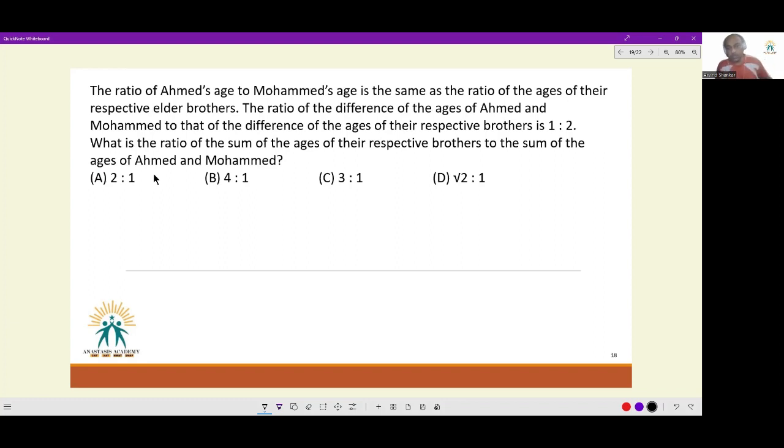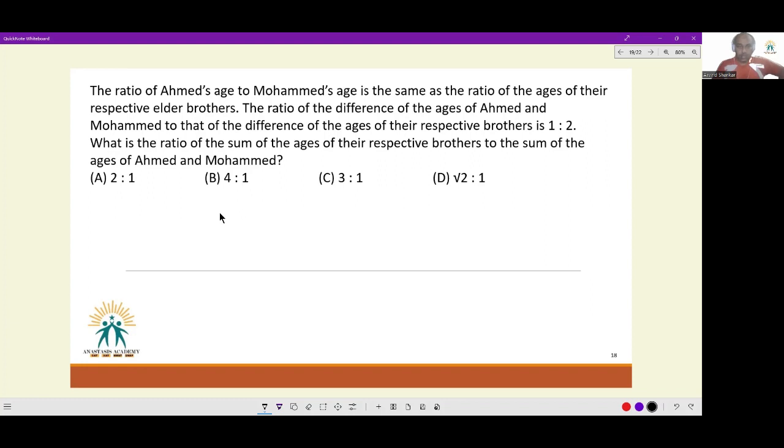Next, the ratio of Ahmed's age to Muhammad's age is the same as the ratio of the ages of the respective elder brothers. The ratio of the difference of the ages of Ahmed and Muhammad to that of the difference of the ages of the respective brothers is 1:2. What is the ratio of the sum of ages of the respective brothers to the sum of ages of Ahmed and Muhammad? This is precisely the sort of storyline where if you don't record a table, you will perhaps get all lost.